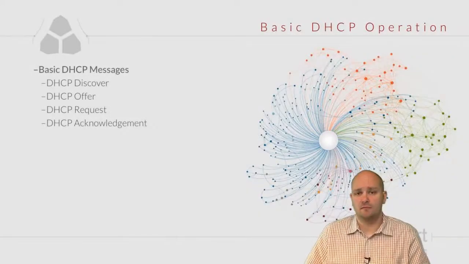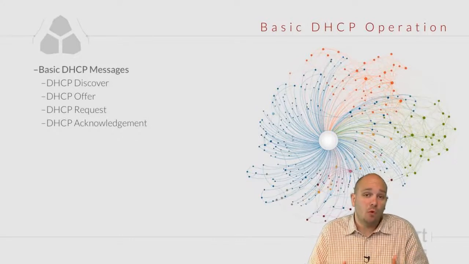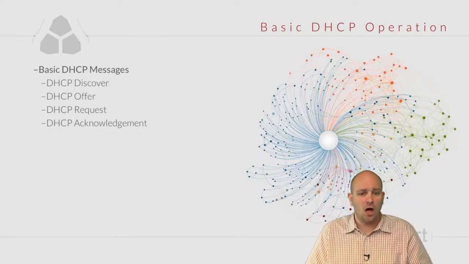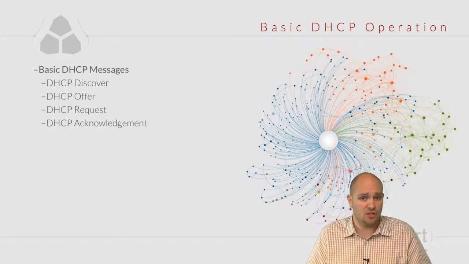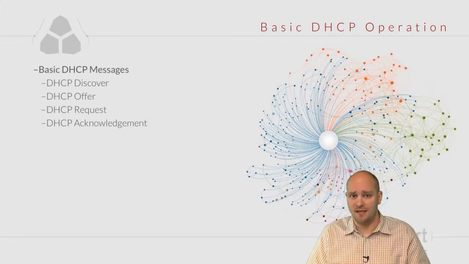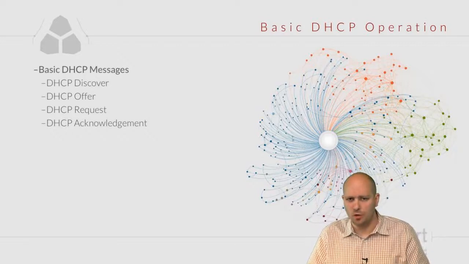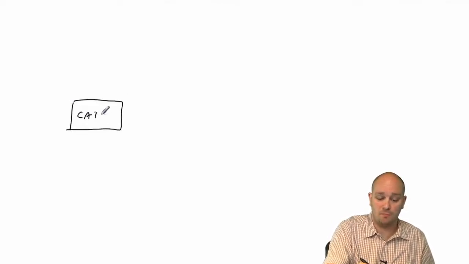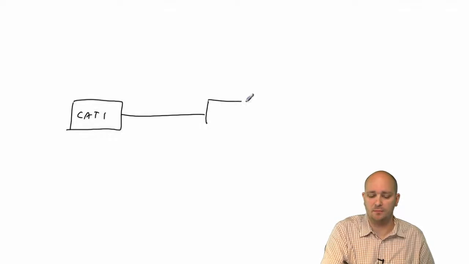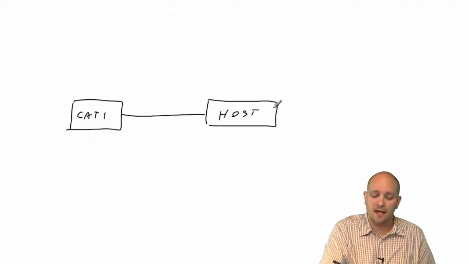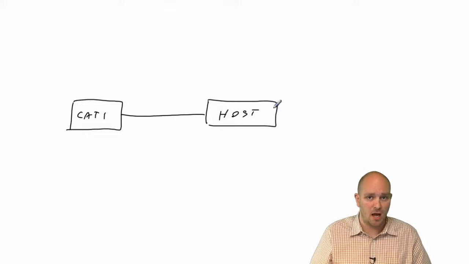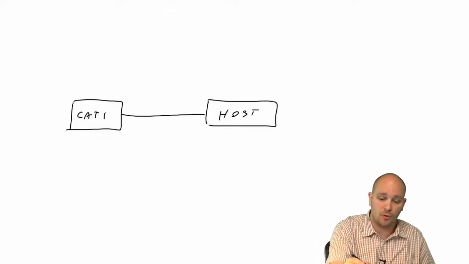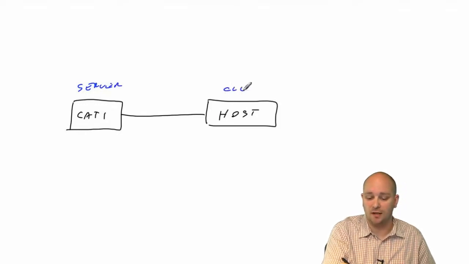The basic DHCP messages that we are almost always going to observe in our network are DHCP discover, DHCP offer, DHCP request, and DHCP acknowledgement. Let me show you how they work. Let's say that we have in our network a multi-layer switch, our Cat1 for example, that is connected to a host, and this host is requesting an IP address. So our Cat1 here is the server, and our host here is the client.